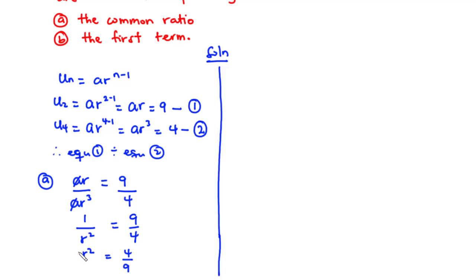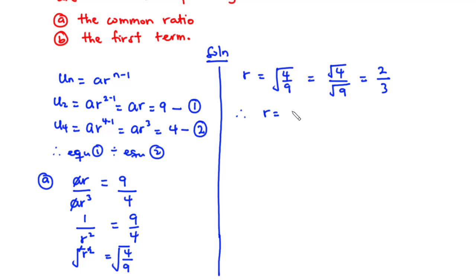And then we take the square root of both sides of the equation, and that becomes r equals the square root of 4 over 9. Now this square cancels the square root. This is the same as the square root of 4 divided by the square root of 9 according to indices. Square root of 4 is 2, square root of 9 is 3. Therefore, we have the common ratio to be 2 over 3.